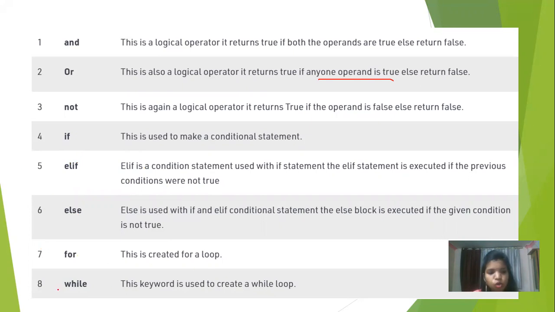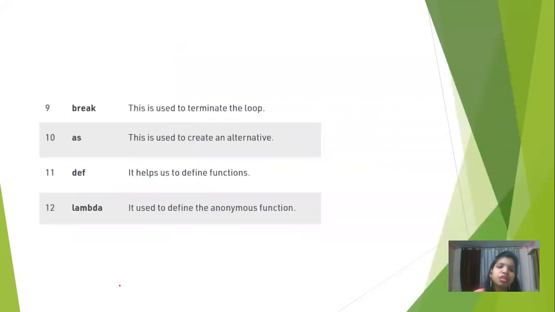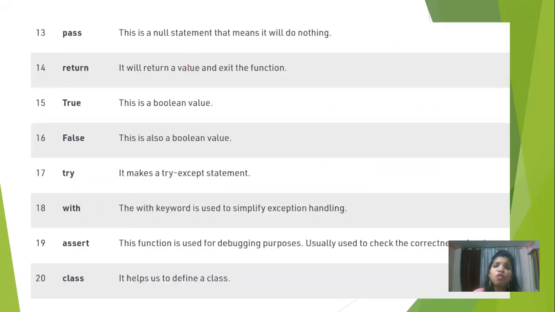For is for the for loop, while is for the while loop. Break is used if you want to break the loop, to terminate the loop and come outside. Def means if you want to define a particular function, that is def. Lambda is for an anonymous function. Pass is a null statement, meaning it will not do anything, it will just pass. Return means if you want to get the output, you want to return a value.